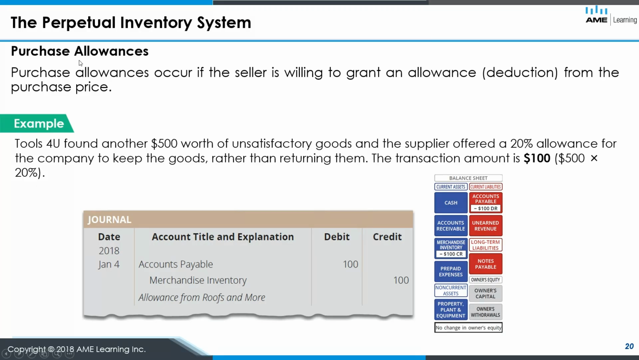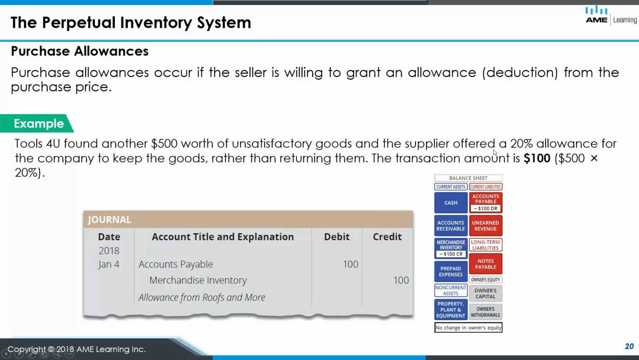Okay, let's talk about purchase allowances. So here's an example that tells us we have another $500 worth of unsatisfactory goods, and the supplier offered us an allowance for the company to keep the goods rather than returning them. So in this instance, we reach out to our vendor and say, hey, this portion of the inventory that we bought from you, something's subpar, something's wrong with it. Maybe it's not completely damaged and unsellable, but it's scuffed up or whatever.